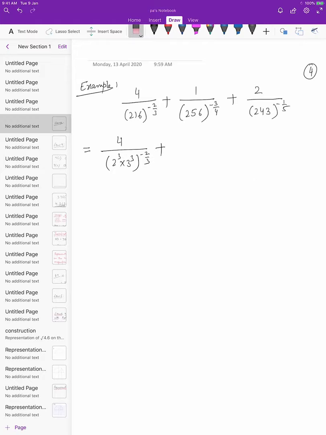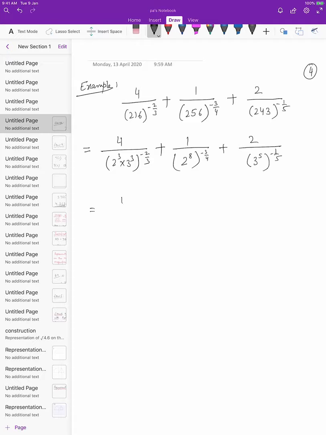plus what is the prime factorization of 256? That is 2 raised to the power 8, then raised to the power minus 3 by 4, plus 2 upon 243, whose prime factorization is 3 to the power 5 raised to the power minus 1 by 5.